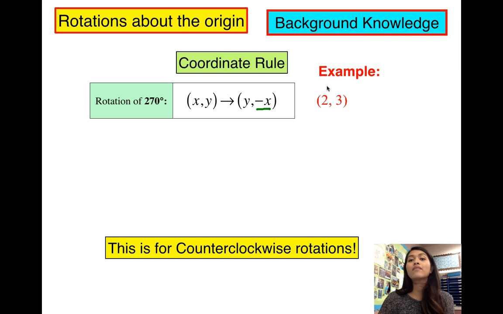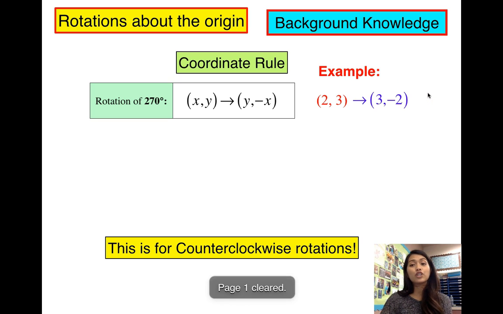So here we have 2, 3. What I'm going to first do is go ahead and switch the values, except I'm going to have to take the opposite of the x. Sorry, not the x, the new y value, which is going to make it a -2. So after the rotation, we're going to end up with 3, -2.